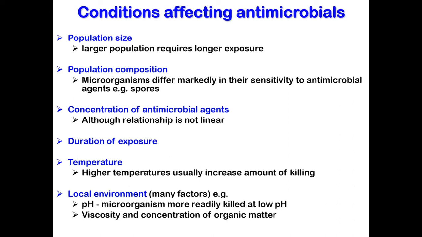The next factor is population composition. So the effectiveness of an agent varies greatly with the nature of the organisms being treated, because different microorganisms will have different susceptibilities or sensitivities to the antimicrobial agent. For example, bacterial endospores are much more resistant than vegetative forms, and young cells are more easily destroyed than mature cells. Also, certain species such as M. tuberculosis, which we mentioned in the last lecture, are more resistant to antimicrobial agents than a lot of other bacteria.